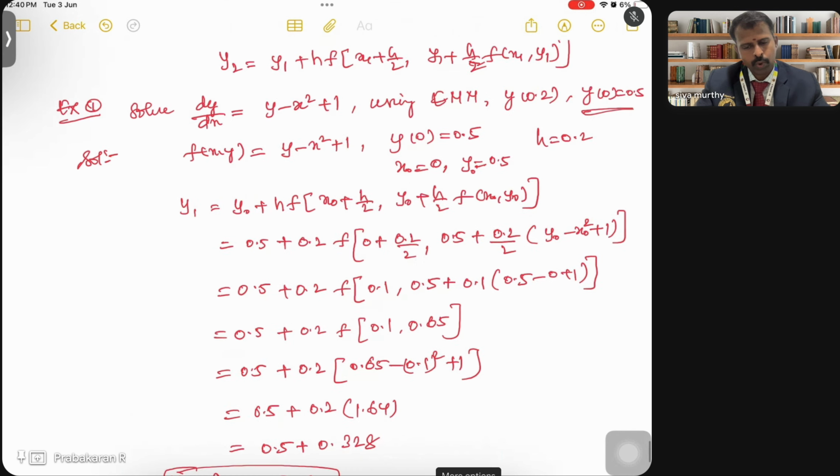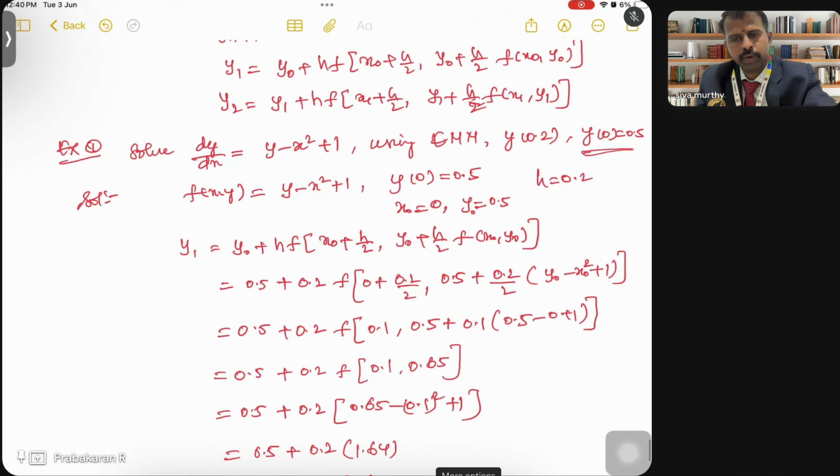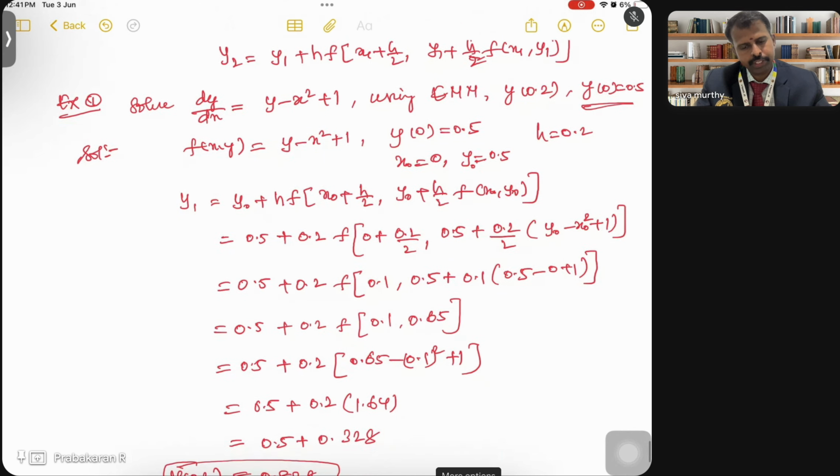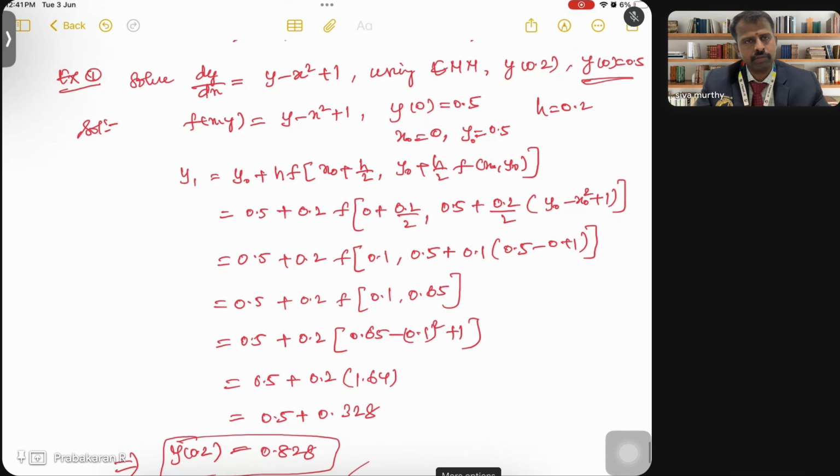Again I will recall this particular problem. Solve the differential equation using Euler's modified method to find y of 0.2. That is our aim, right? Here the initial value is given, y of 0 equal to 0.5, so x naught equal to 0 and y naught equal to 0.5. The difference h is 0.2. Then to find y of 0.2, put n equal to 0, we get y1. That y1 is called y of 0.2.